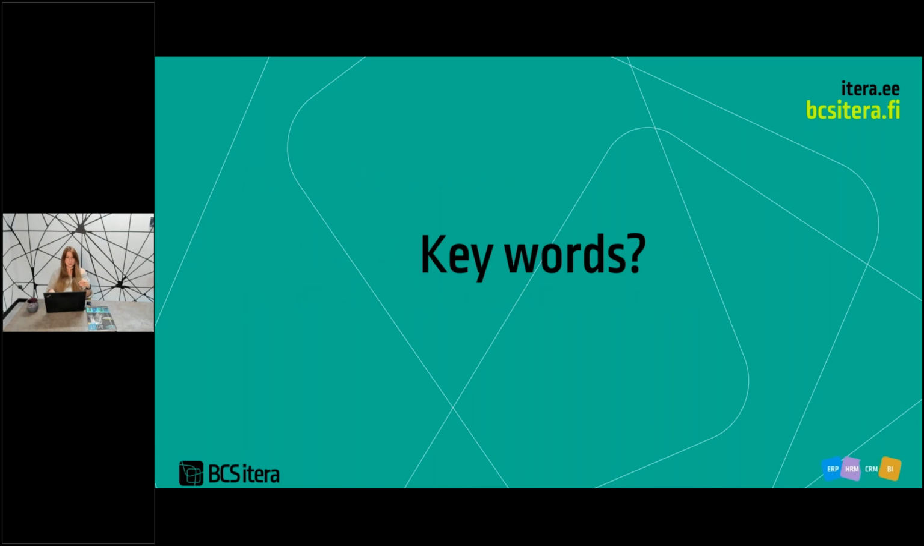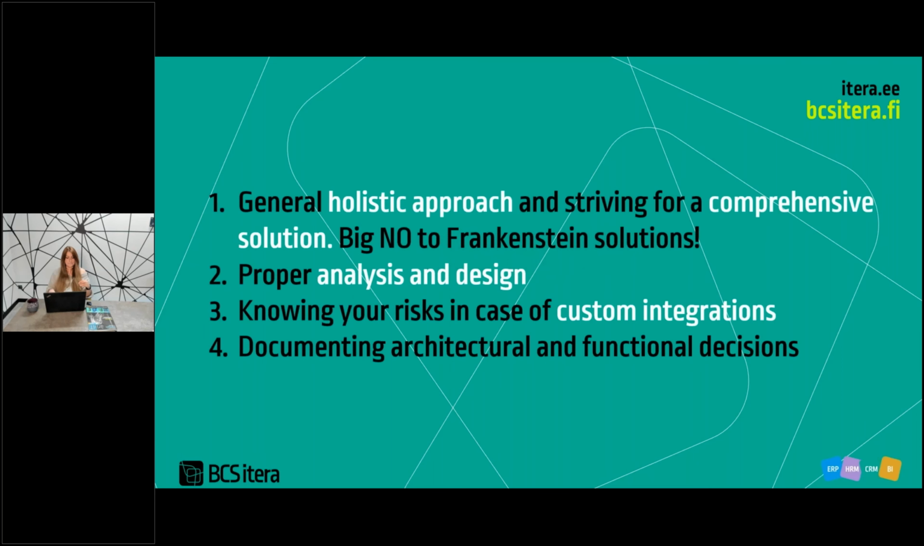A few keywords. The general idea would be a holistic approach and trying to end up with a comprehensive solution without Frankenstein solutions, where we have a solution building up from external minor pieces, where you actually are not benefiting from a comprehensive platform. Instead, you are just building up another bigger structure.